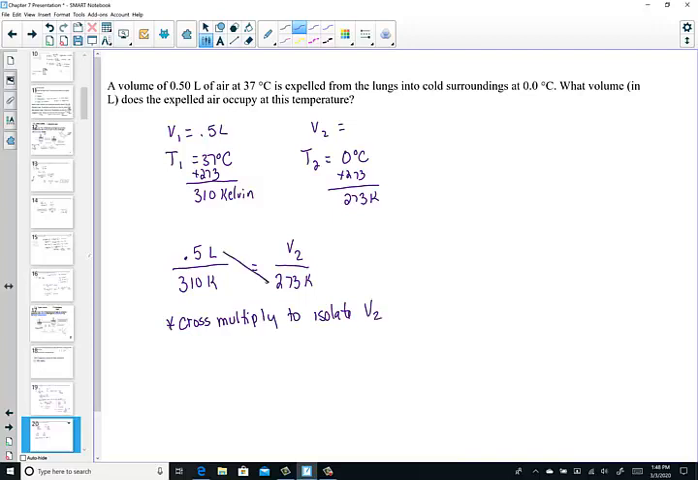Start with the side without the variable. So 0.5 times 273 Kelvin divided by 310 Kelvin will isolate your V2. You're going to cross multiply, starting with the side without the variable. 0.5 times 273 and just divide by 310. And when you did so, we need 2 sig figs, so I'll report my answer as 0.44. And the unit, well, if we put a liter in, we get a liter right back out.